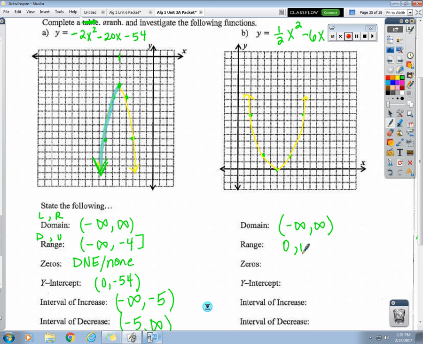0 to positive infinity. Good one. Think about it. Its lowest y value is right there, which is a y value of 0. And it stops there. But then you can go up forever, so infinity. Okay, does it have any zeros, any x-intercepts? Yeah, it has 1, and where is that 1 located? 6, 0, which is also the vertex of this parabola.